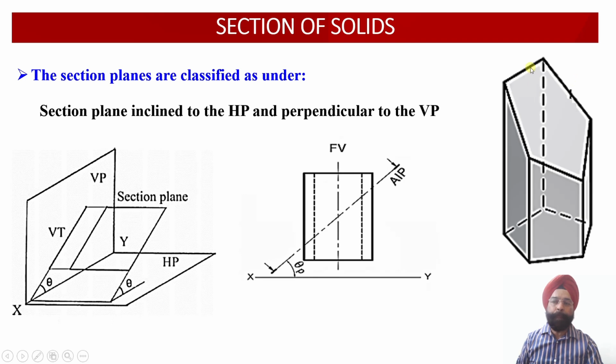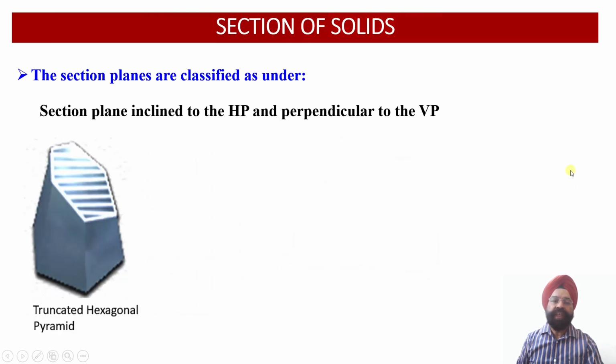So we have to go parallel to this cutting plane in order to obtain the true shape of this cut section. For that purpose we are going to draw an AIP over here which will be parallel to the cutting plane, and whatever projections will be drawn on the AIP, that is the auxiliary plane, they will provide us with the true shape of this cut section. So let us work out what type of problem we are going to solve.